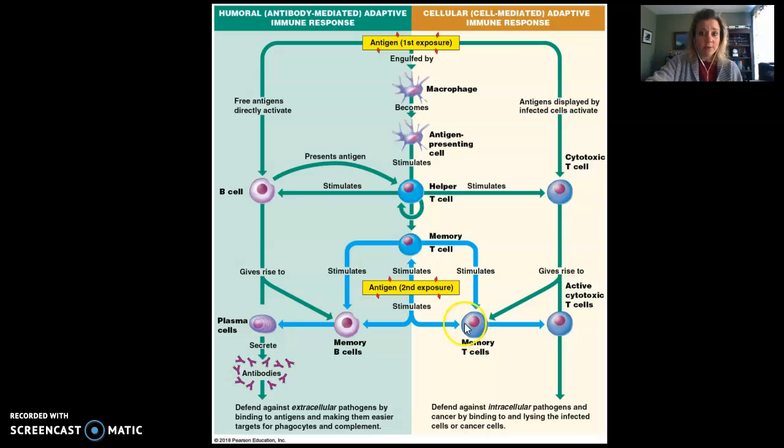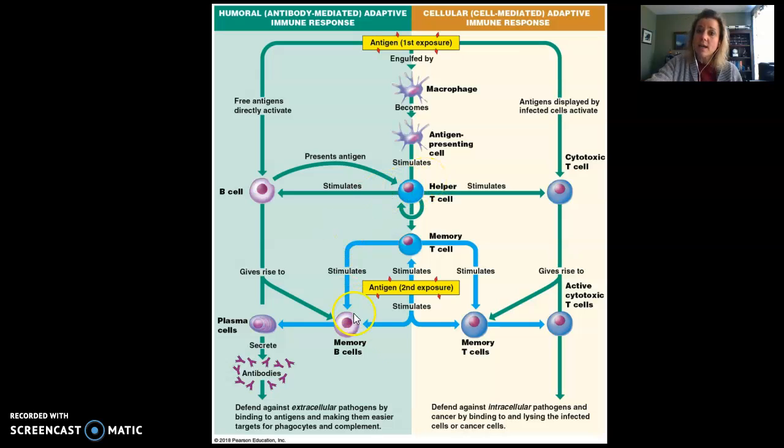This memory, found in the memory T cells and in the memory B cells, was all produced during the initial exposure to the antigen, when our helper T cells were presented with an antigen by a B cell or by a macrophage, by some kind of antigen presentation cell.